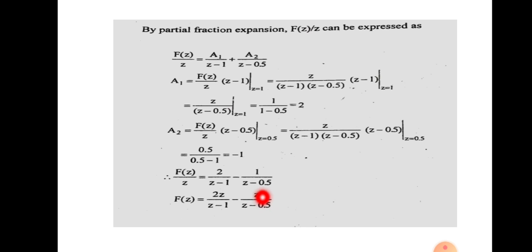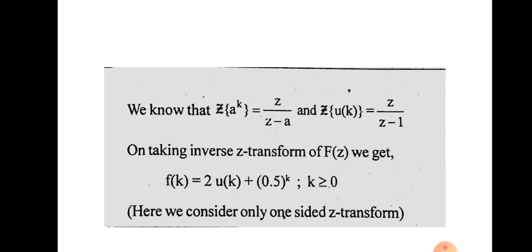So this is the way you have to do the problem. It is better to remember the Z transform pairs. So z divided by z minus 0.5 points to 0.5 raised to k for k greater than or equal to 0. So this is the inverse Z transform of f of z. So this is the way you have to do the problem.